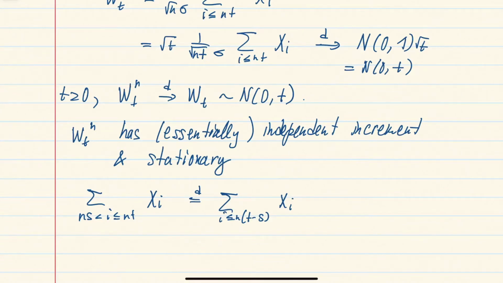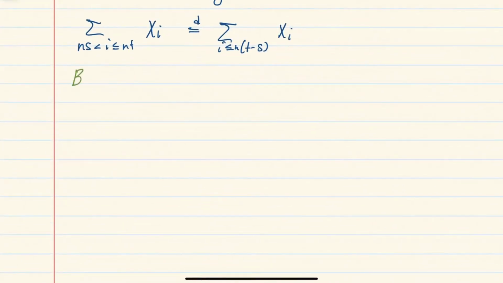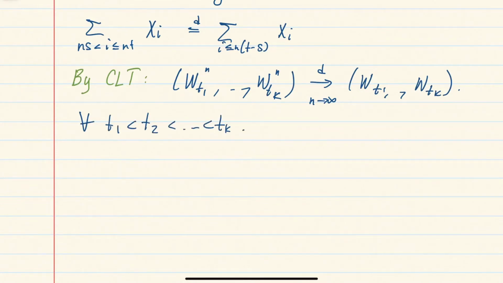So by the central limit theorem, you also have convergence of finite dimensional distributions. If you take this rescaled random walk at a finite number of times t_1 up to t_k, you have convergence in distribution as n goes to infinity to a Brownian motion at times t_1 up to t_k, for any t_1 up to t_k. In other words, the finite dimensional distributions converge.